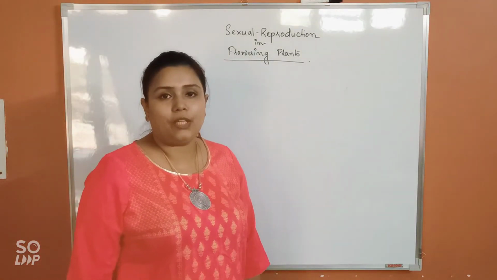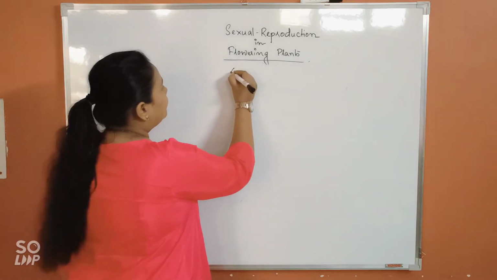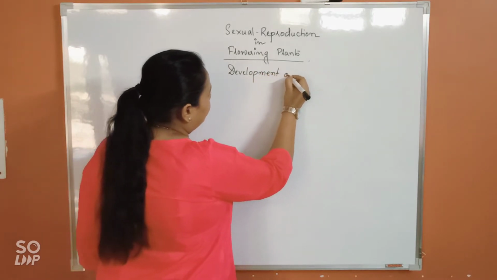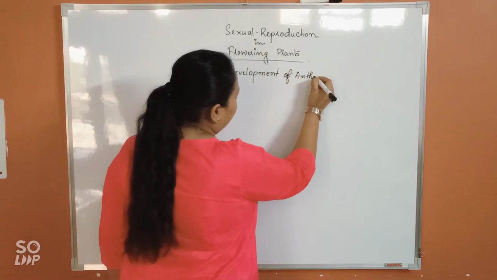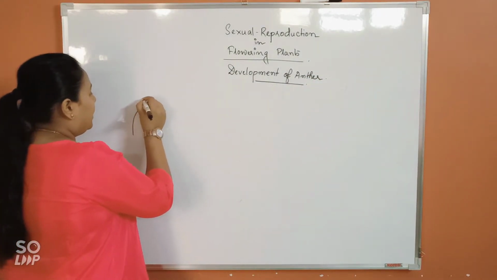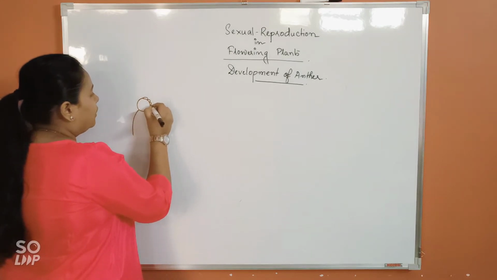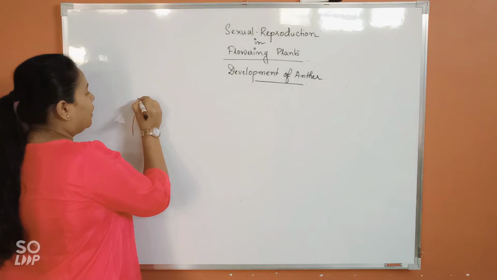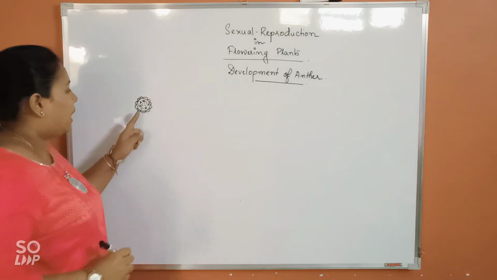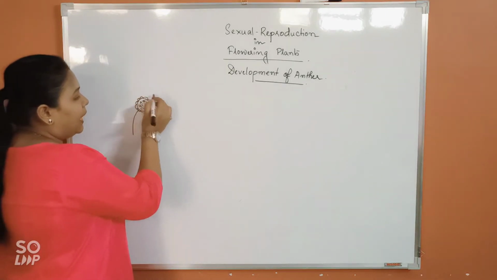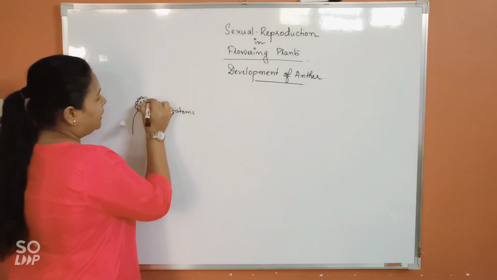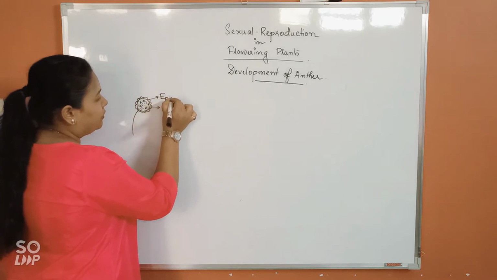So now let us start with development of anther. At first, when the anther will start developing, it will consist of a circular mass of meristems surrounded by epidermis. So these are meristems and this surrounding layer is epidermis.